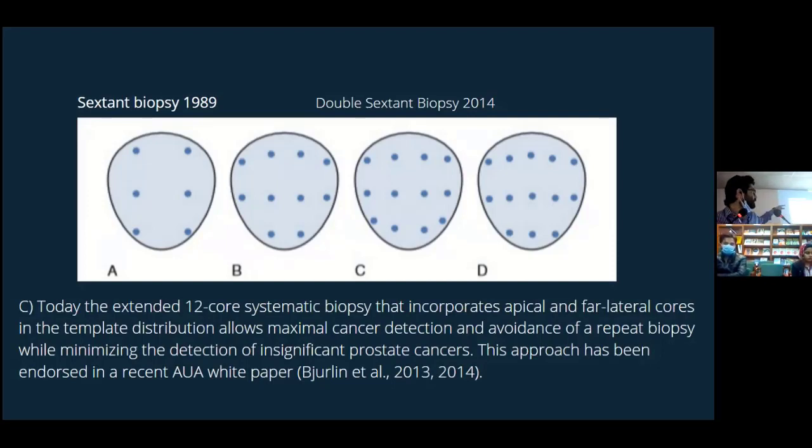The diagram shows the base of the prostate, the middle zone, and here's the apex. But today, the extended 12-core systematic biopsy that incorporates apical and far lateral cores in the template distribution allows maximal cancer detection and avoidance of a repeat biopsy while minimizing the detection of insignificant prostate cancers. So double sextant biopsy came up in practice after 2013 and 14. You can see different areas of the prostate labeled as dots where the biopsy is taken.